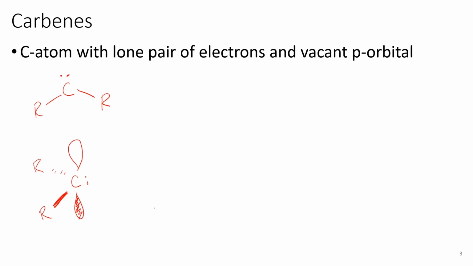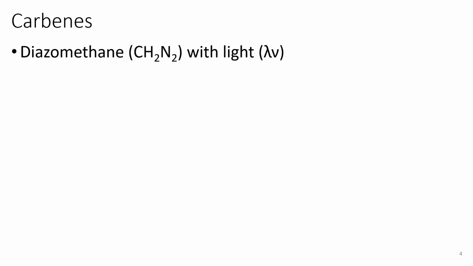And it's this vacant p orbital that allows the carbene to behave as an electrophile in our reactions. So I want to look at some ways that we actually produce carbenes. They're not something that we can typically go out and purchase, or add carbenes directly into our reaction flask, because they are so reactive. So we end up generating them in a variety of different ways in our reaction flask.